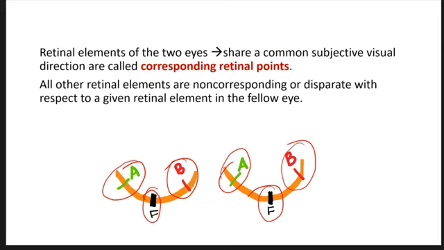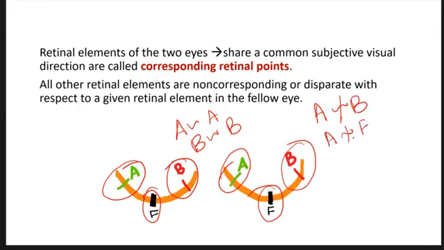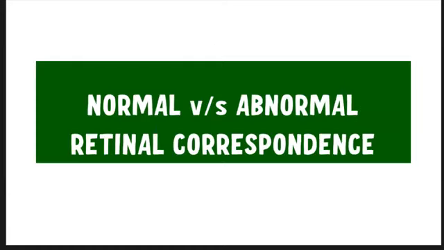So what I mean to say is A corresponds to A, B corresponds to B, but A is not going to correspond to B, and also A is not going to correspond with F, or B is not going to correspond with F. So these A points are corresponding, but A is not a corresponding point to B. So that's what I mean by non-corresponding point and corresponding retinal point. So I hope that is clear, right?